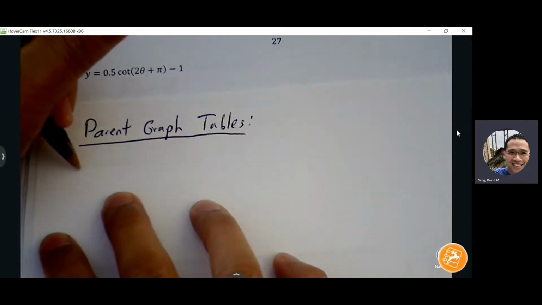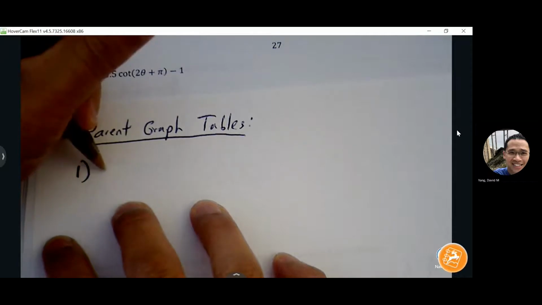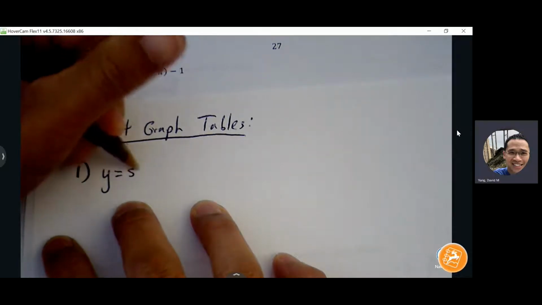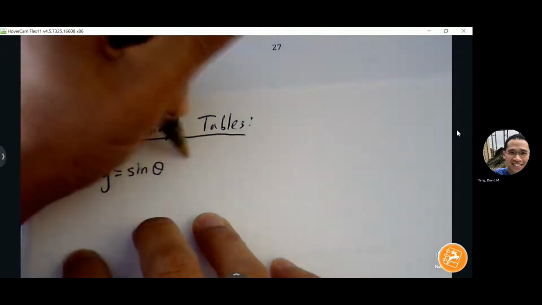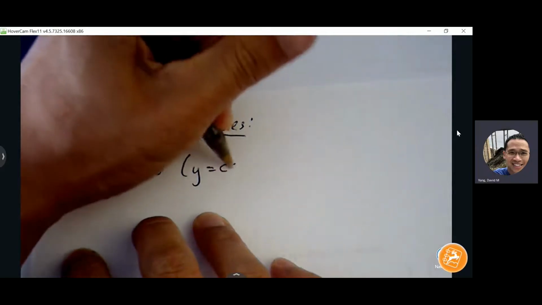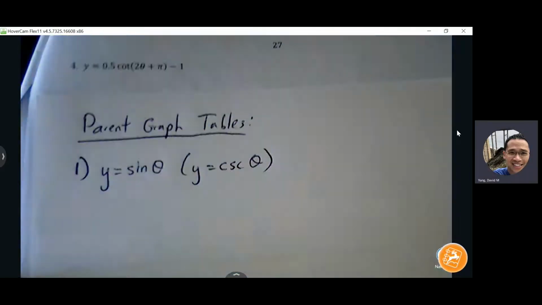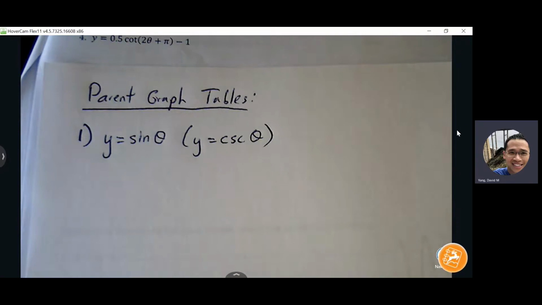So first is sine, and I'll put in parentheses cosecant. Okay, so let's make sure that we understand sine and cosecant are the ones that are reciprocals of each other. And it's not cosecant and cosine, right? Cosecant goes with sine.